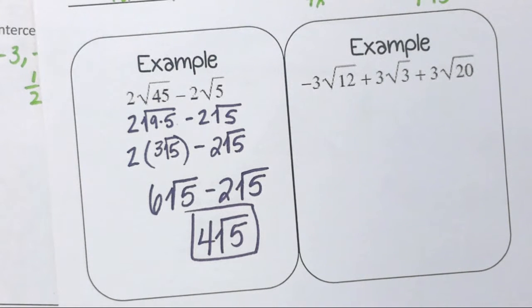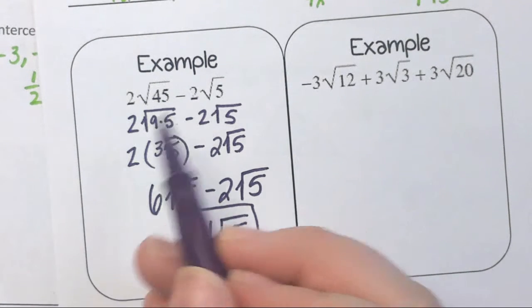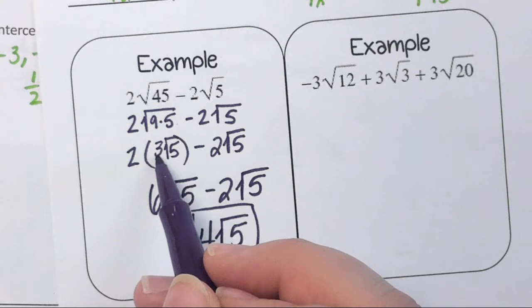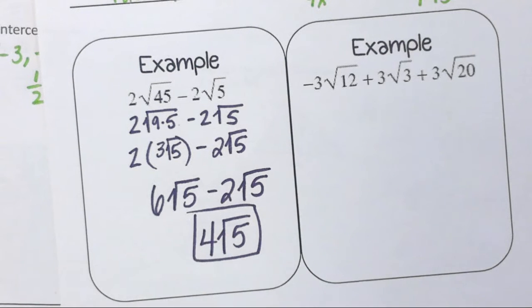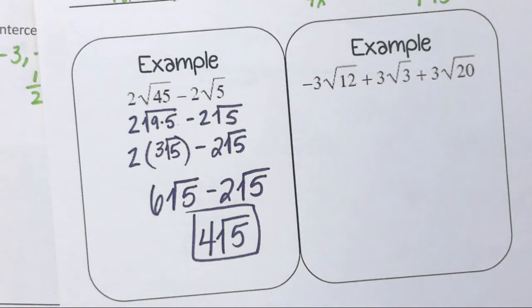Again, when I saw the problem, I broke down the radical. I knew the square root of 9, that's 3, so it became 3 square roots of 5. 2 times 3 is 6. 6 minus 2 is 4. My final answer is 4 square roots of 5.